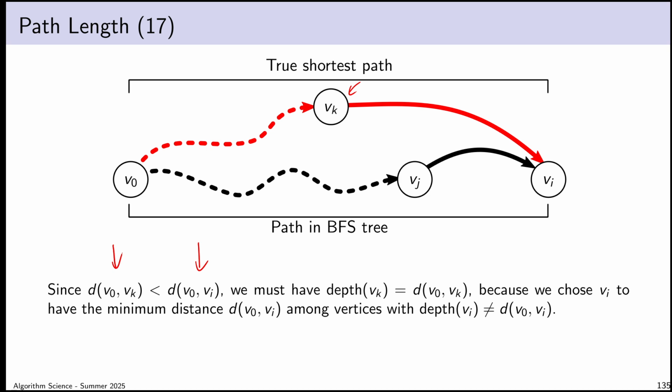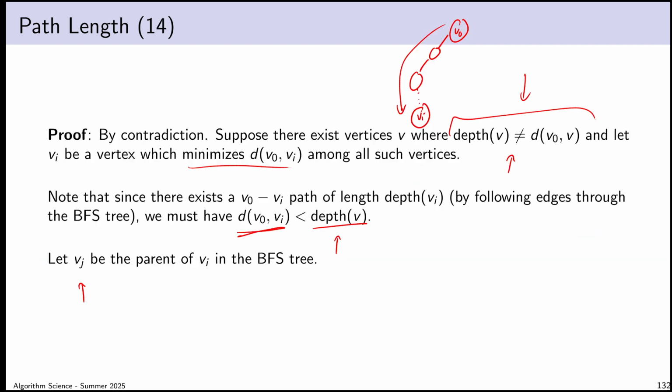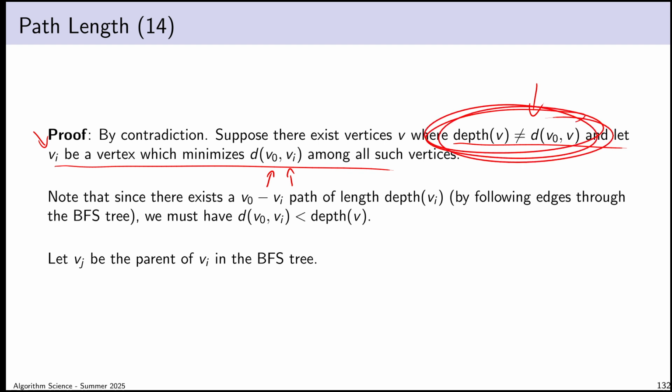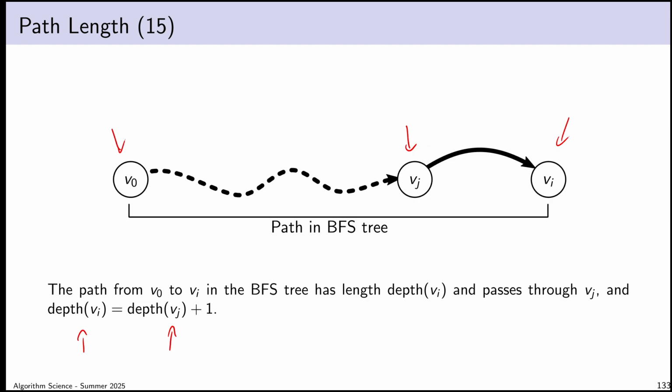Now, what this is actually telling us, based on that strange assumption I made earlier, so remember that I made a big deal about this phrase here. Vi was chosen to be the vertex with the smallest distance that has this problem. So there could be vertices out there with smaller distances, but none of them are allowed to have this problem. Any vertex with a smaller distance than the distance to Vi must have the depth equal the distance, because Vi is the one with the smallest distance that has the depth and distance not equal.